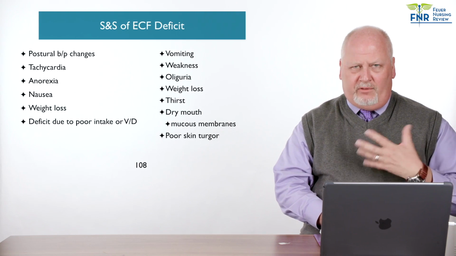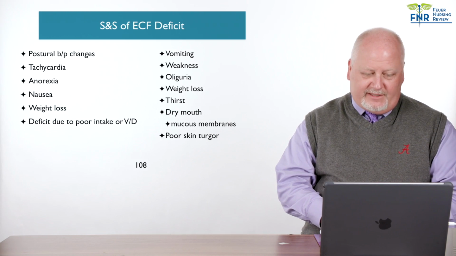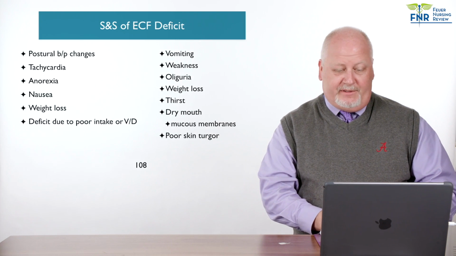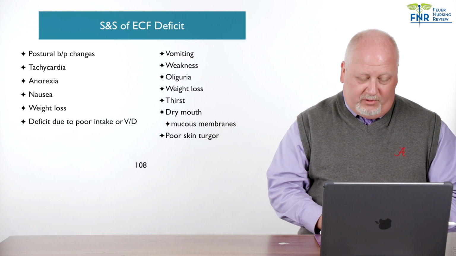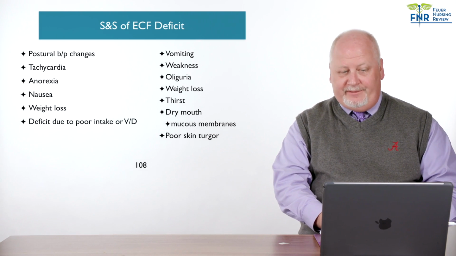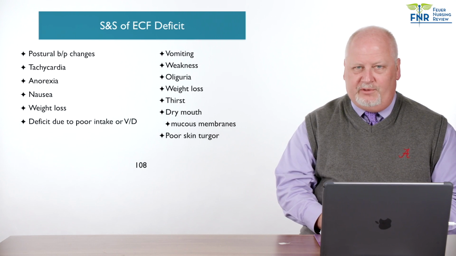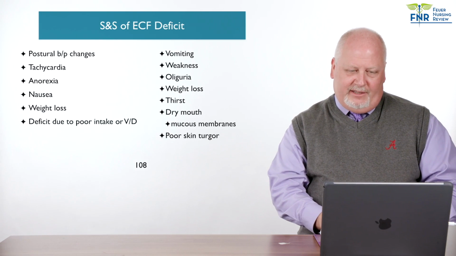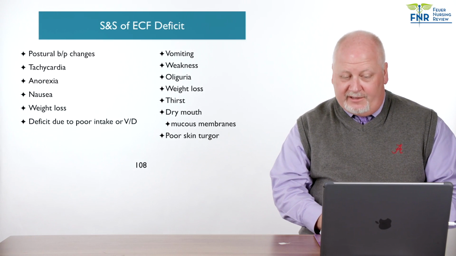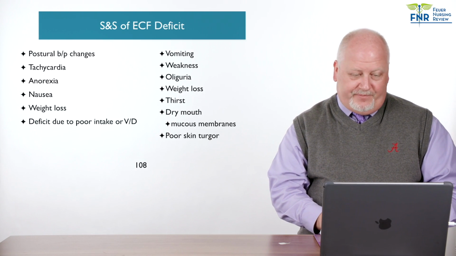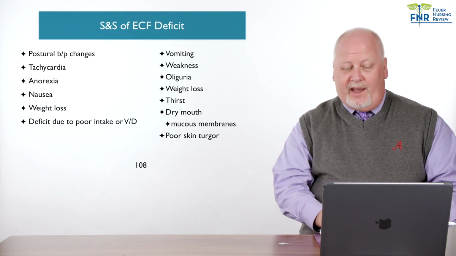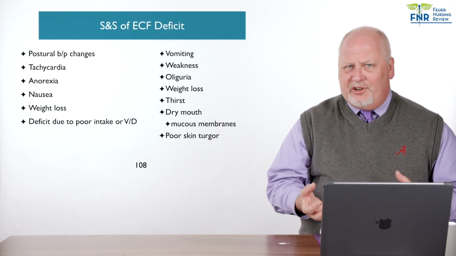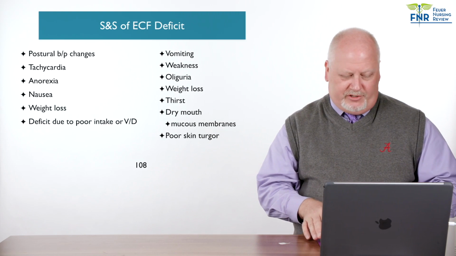Tachycardia, heart rate races, anorexia, nausea, they can lose weight, deficit due to poor intake or due to vomiting and diarrhea. That can definitely lead to dehydration. Weakness, oliguria, so low urine output, thirst, dry mouth or dry mucous membranes, and poor skin turgor or delayed skin turgor when we're checking for that.